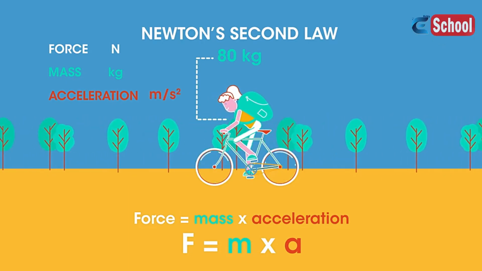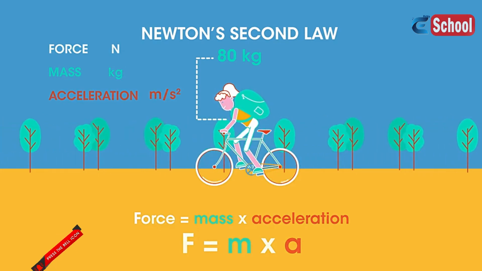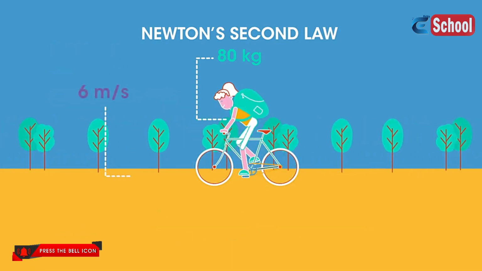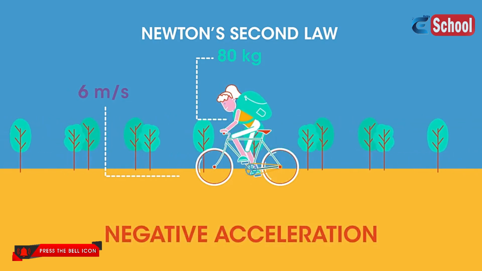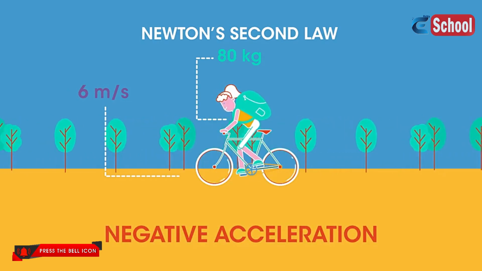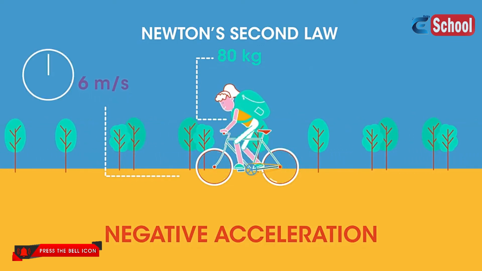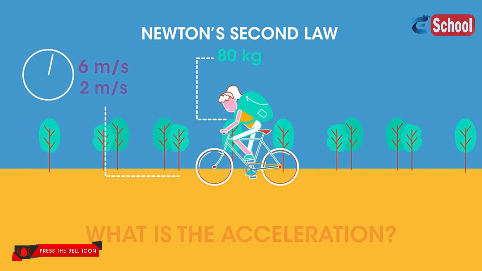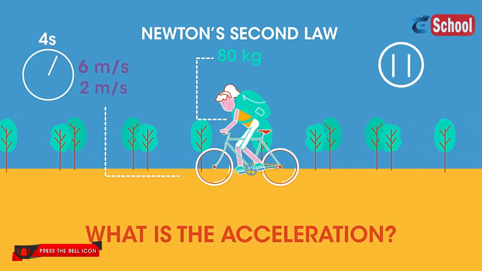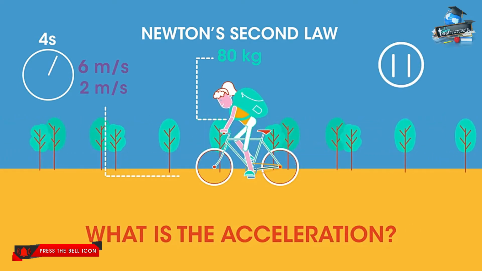Remember that slowing down is also a change in velocity, but this time the acceleration will be negative. Suppose she applies the brakes. Her speed changes from 6 meters per second to 2 meters per second in 4 seconds. What's her acceleration? Pause the video and think.